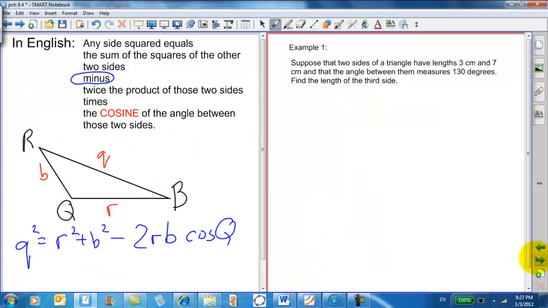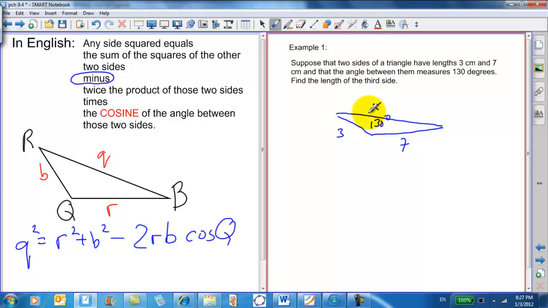Okay, let's try this example. Suppose that two sides of a triangle have lengths 3 and 7, and that the angle between them measures 130 degrees. Find the length of the third side. So we've got 3 centimeters and 7 centimeters, and that looks like about 130 degrees. And a fairly decent sketch can give you a good estimate. But we're going to be well over 7. I'm thinking somewhere in the 8 and 9 range.